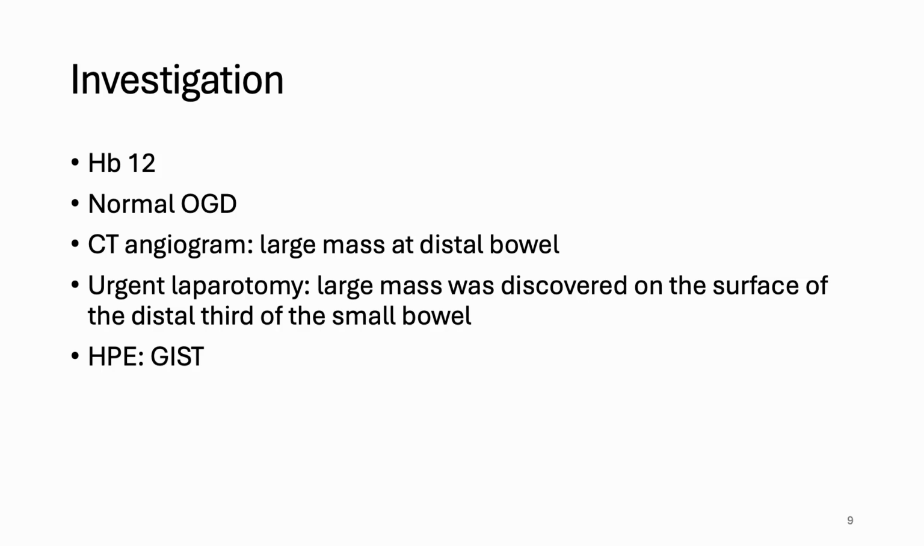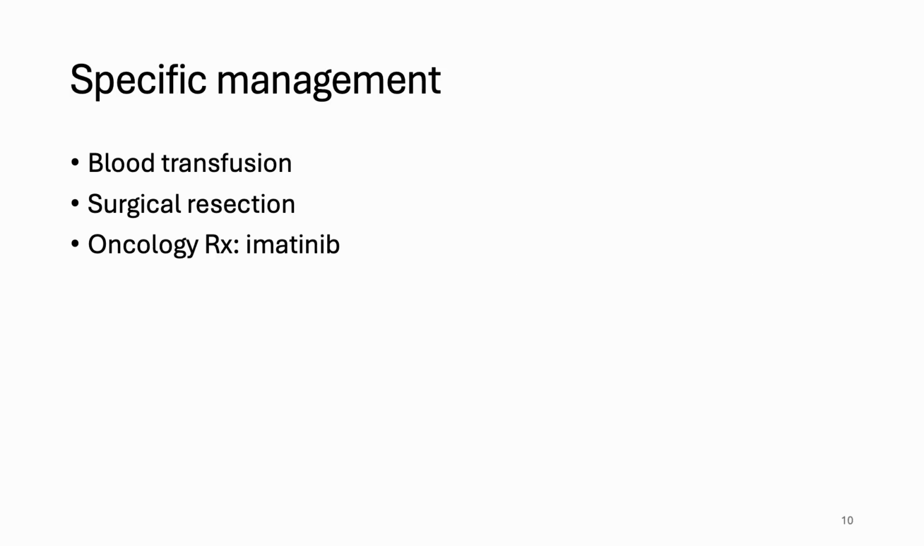From there, she underwent an urgent laparotomy and the large mass was discovered on the surface of the distal third of the small bowel. They sent the sample for histopathology examination and the final diagnosis is a GIST, gastrointestinal stromal tumor. So the specific management outline for these patients with a GI bleed from a GIST tumor is blood transfusions, surgical resection, and the subsequent oncology treatment, specifically imatinib.